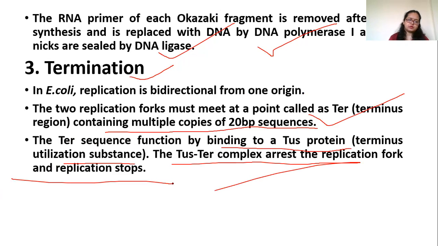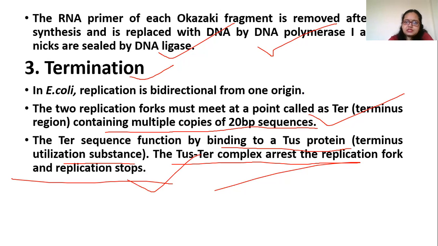So for stopping the replication, also some kind of sequence called the Ter sequence is required. The two replication forks which are moving in opposite directions, bidirectionally, have to meet at some point, and where they meet is called the Ter point. The Ter sequence requires binding of a protein called Tus protein. This complex would arrest the replication fork and stop the replication. So in this way, the replication in prokaryotes is finished now.